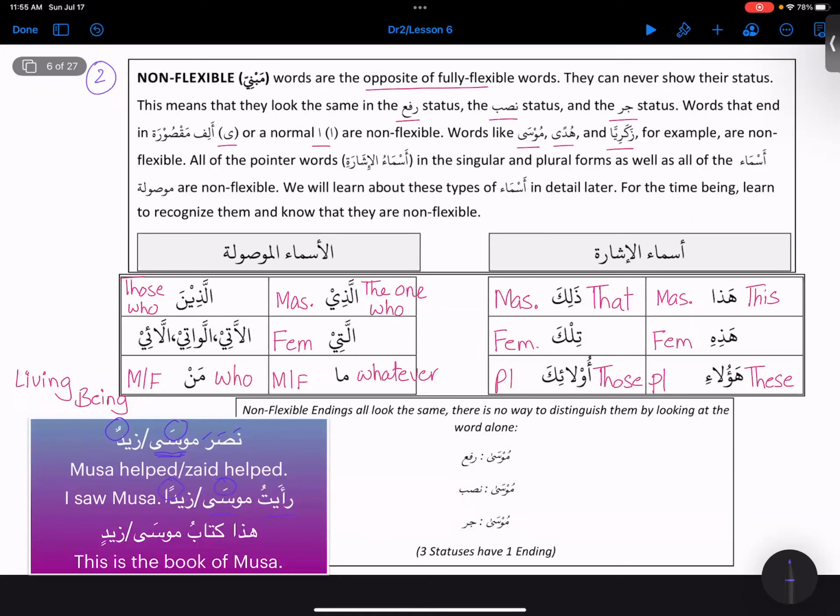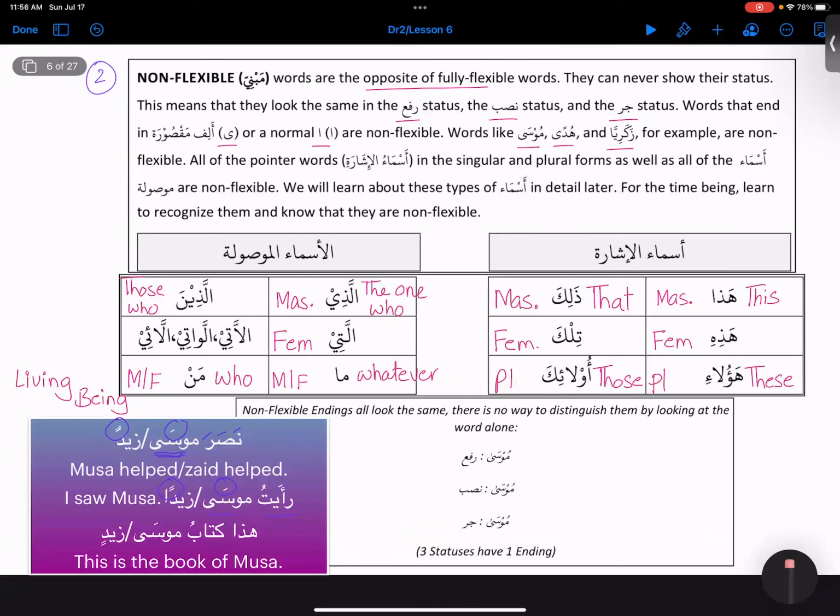Then for a Jar example, Haza Kitabu Musa. Now we know it is the book of Musa. The book belonged to Musa, right? So Musa should be Jar in status. But again, Musa is not showing us. But if I put the word Zaid over here, then we can say, Haza kitabu Zaidin. This is the book of Zaid, right? So because Zaid is fully flexible, it is going to show us all three different statuses, but Musa is non-flexible, so it is not showing us. But we know as grammar students that Musa in the first example is Rafa, in the second example it is Nasab, and in the third example it is Jar.